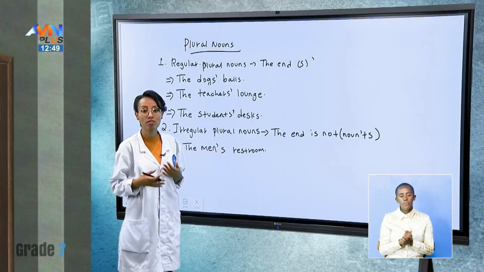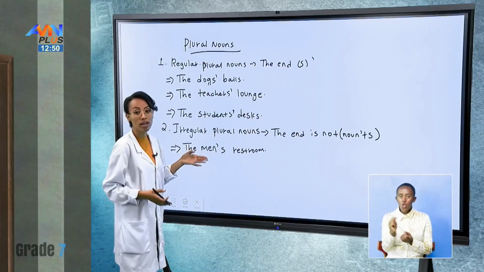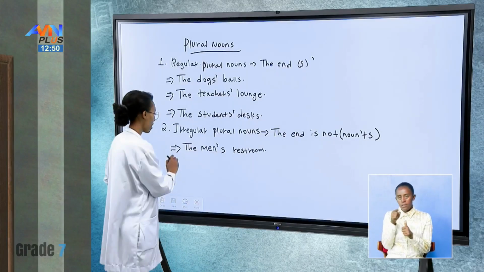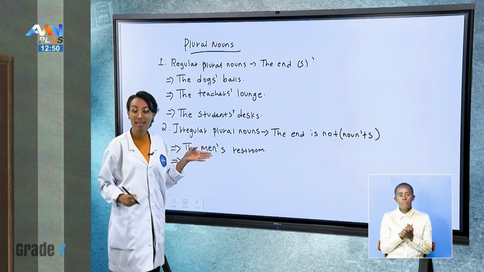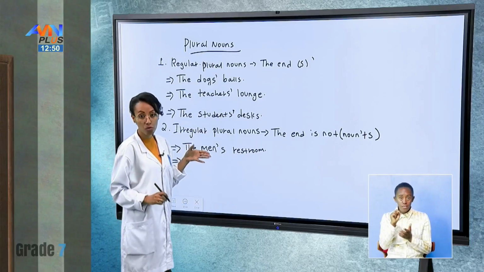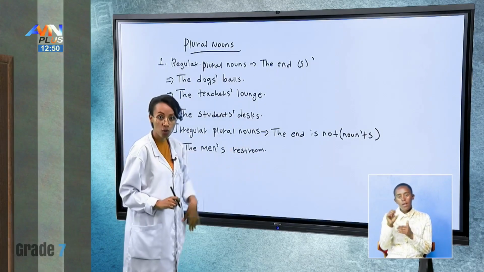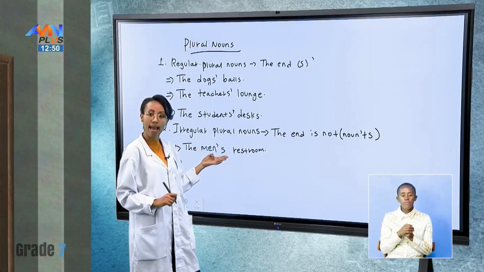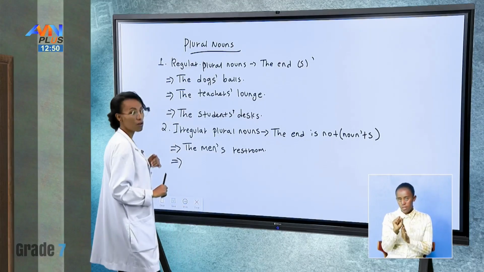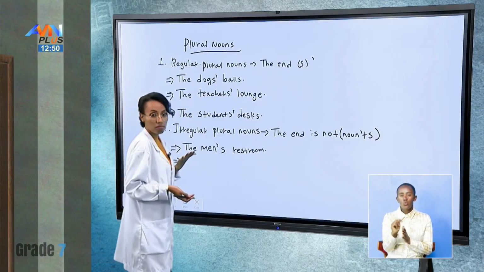The men's restroom. First, we add what? First, we say men in its plural form, and then we add an apostrophe, and then we use the possessive S. Okay, the men's restroom. Okay, what else?